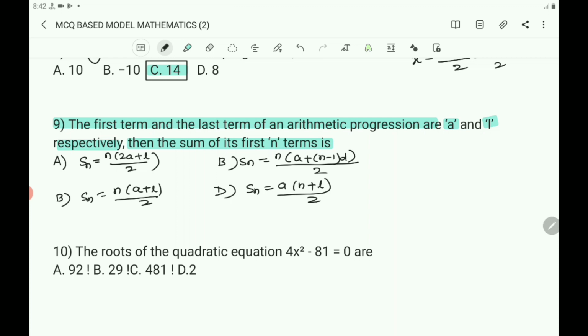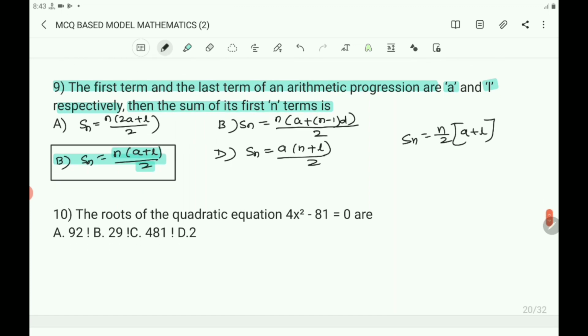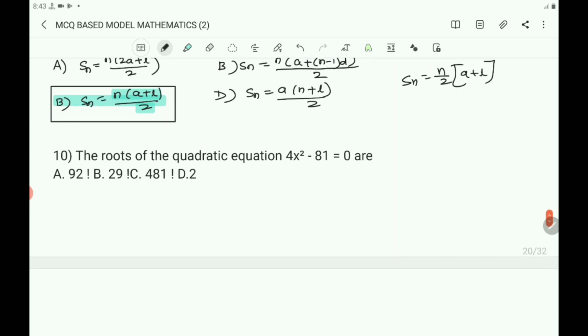And what is that formula? You know that Sn equals n into (A plus L) by 2, or Sn equals n by 2 into (A plus L). So option B is the answer. Note down Sn equals n into (A plus L) by 2, or it can also be written as Sn equals n by 2 into (A plus L). You must know the formula. Directly you can make out the answer here.